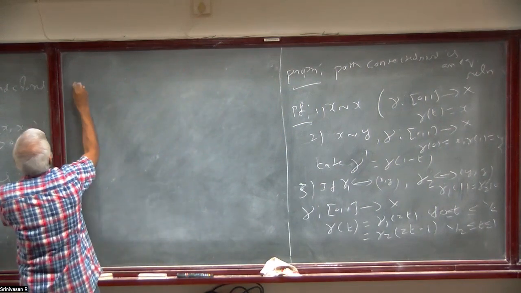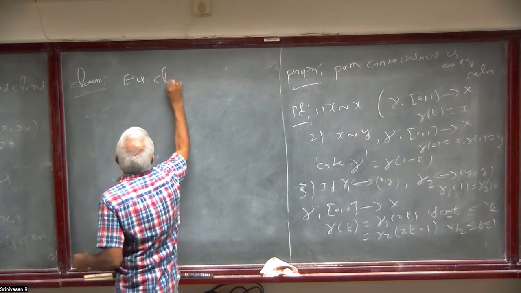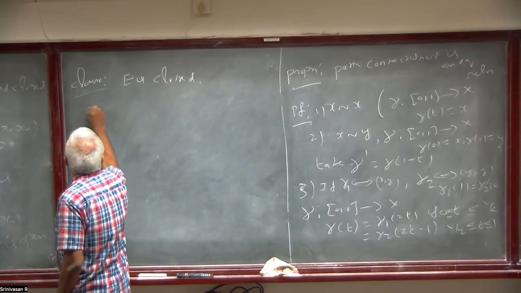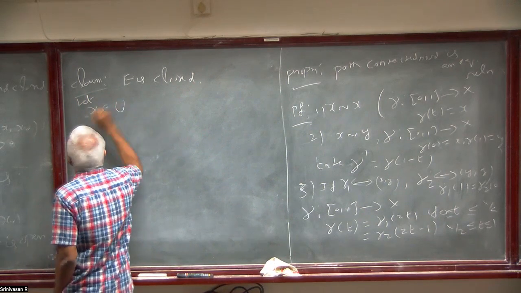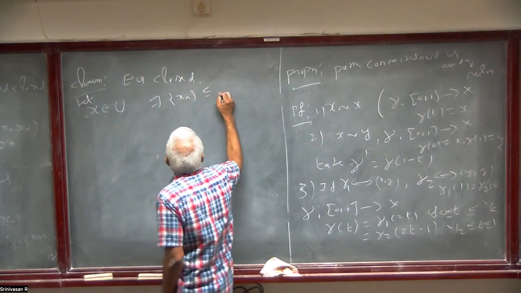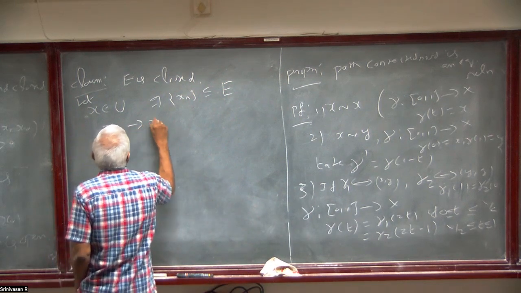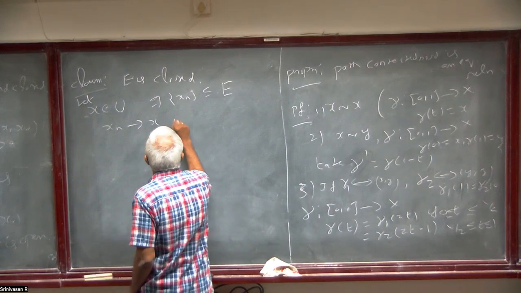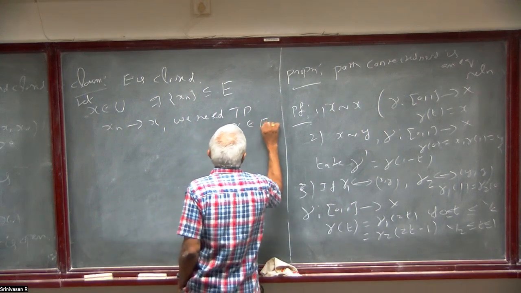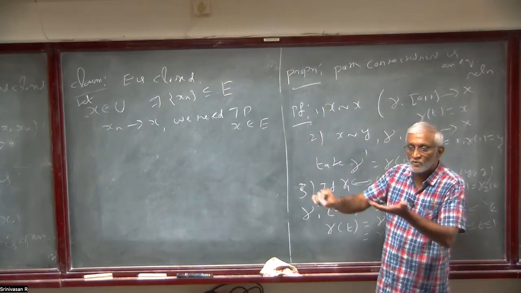Now the next claim is E is closed also. So to prove E is closed, we take that x is in U, and there exists a sequence x_n contained in E, a sequence in E, and x_n converges to x. We need to prove x is also in E. That's all. We have a sequence in E which converges to x, which is in U, because we want to prove closedness. Everything is in U.